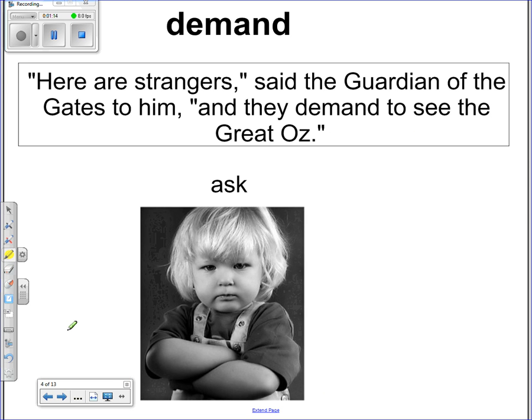Next, we have demand. "Here are strangers," said the guardian of the gates to him, "and they demand to see the great Oz." And so demand is ask, but usually I've got to have it. And so this little boy kind of looks like I want something really bad.